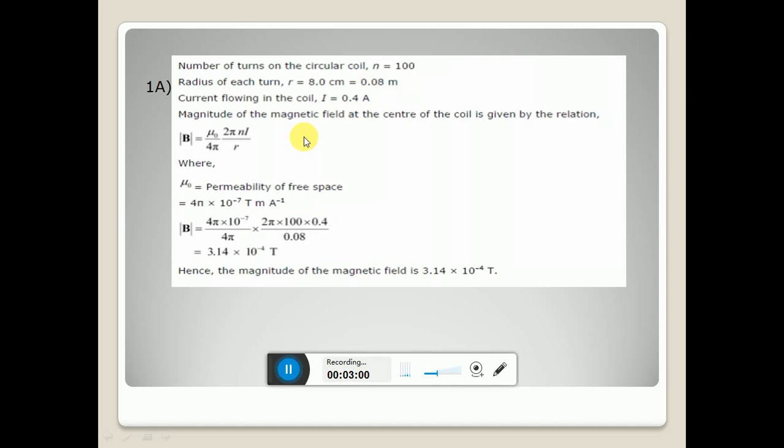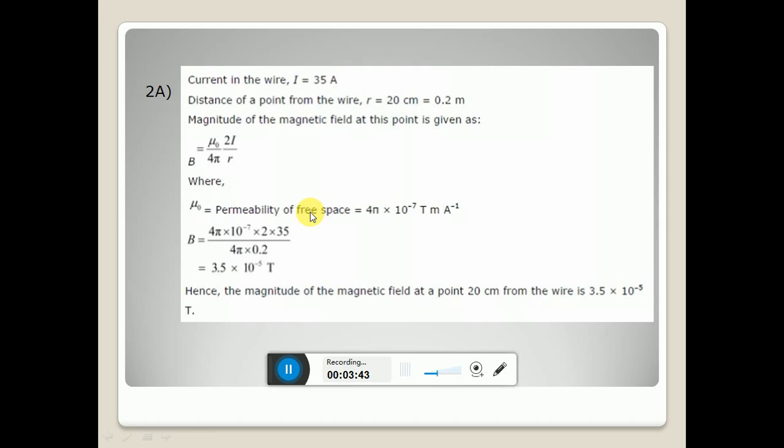The equation for the magnetic field at the center of the coil is mu naught I by 2R, or you can use this equation also, mu naught by 4 pi, which is a constant, into 2 pi N I by R, where N is the number of turns and I is the current. Mu naught is the permeability of free space, whose value is 4 pi into 10 power minus 7 Tesla meter per ampere. If you use that equation, you will get the answer 3.14 into 10 power minus 4 Tesla. A few questions like this we already practiced in the practice session. Anyhow, these are the exercise questions, so better note down the solutions for these questions.